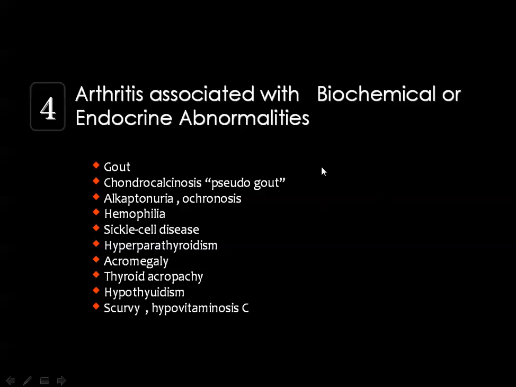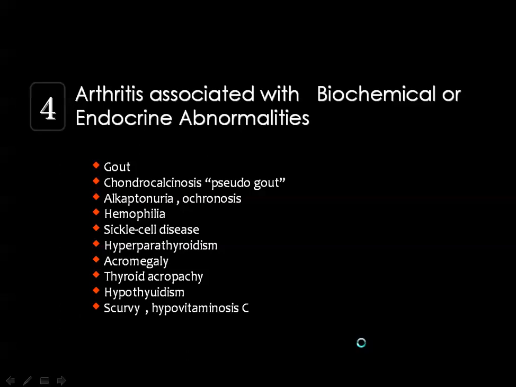Now we came to the arthritis associated with biochemical and endocrinal abnormalities. We want to discuss here gout and the chondrocalcinosis or the pseudogout, alkaptonuria or ochronosis, hemophilia. And actually we will not discuss the remaining issues like hyperparathyroidism. I hope that I have a lecture about the metabolic and endocrinal bone diseases so that I can include the hyperparathyroidism, the acromegaly, thyroid acropachy, and the remaining issues.